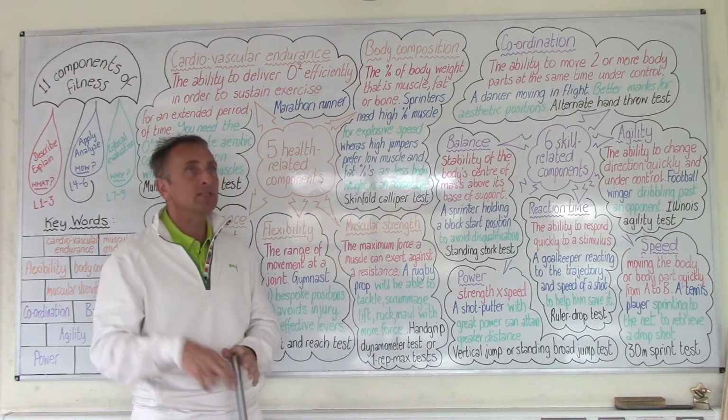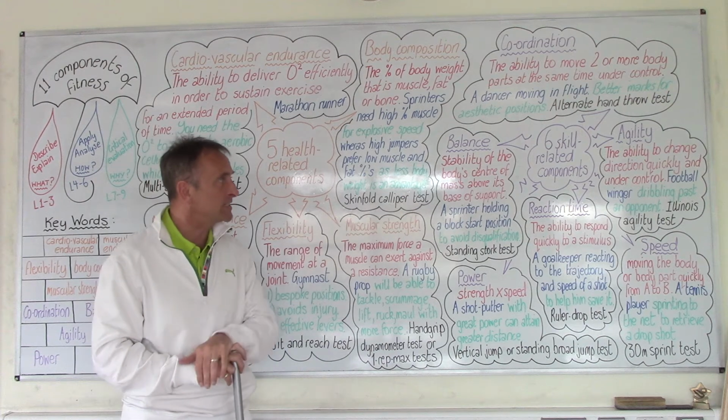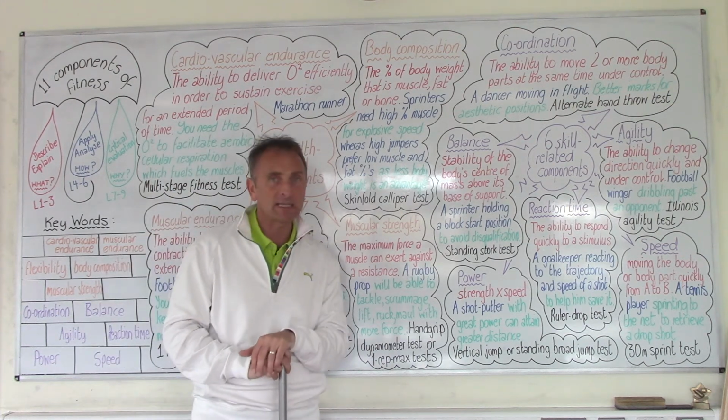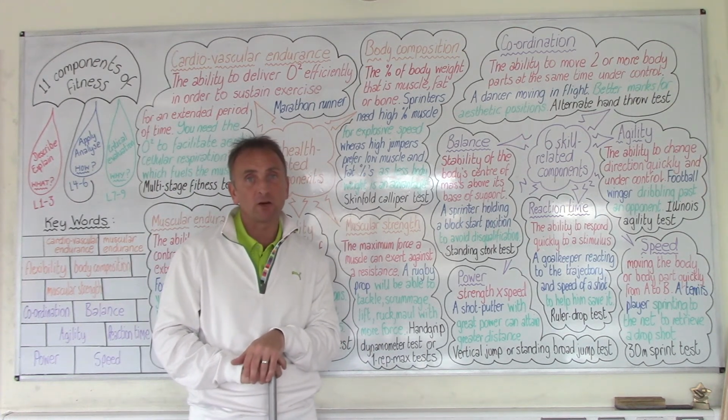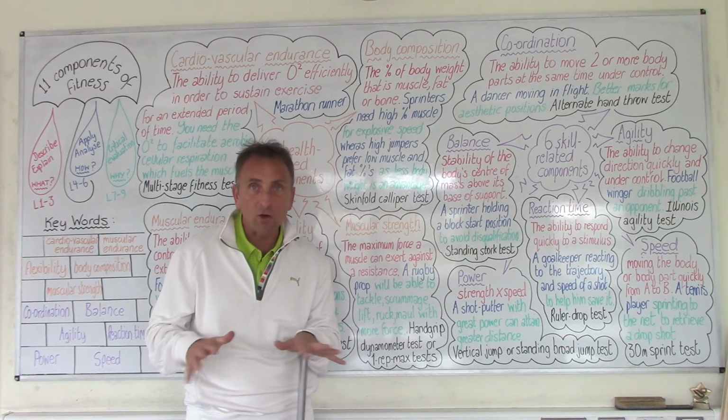A test for coordination is an alternate hand throw test. Turner can be, so the B is balance. Balance is stability of the body's centre of mass above its base of support. So balance can be static, so not moving.